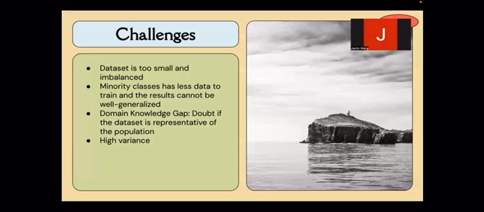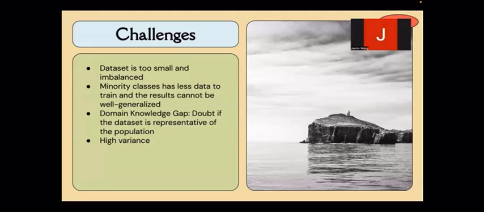And some potential challenges we face is that the dataset is too small and imbalanced, because the dataset is kind of like a rectangular shape, that it has so much dimensionality, but it has a small size, which only contains like 800 rows. And also the imbalanced nature causes the minority classes to have less data to train, and the result cannot be well generalized.